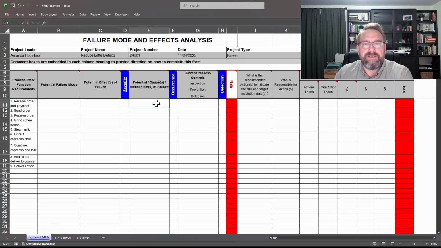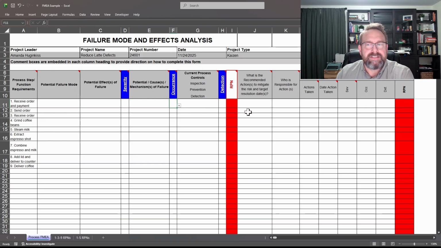Next column here is potential causes / mechanisms of failure. Here you list what could have caused the failure mode. There could be a one-to-many relationship between the mode and the causes, meaning we may choose to create more than one row for more than one cause. Note that these are referred to as potential causes, reminding us that for higher priority risks, we will need to validate the causes later. The next column is occurrence.